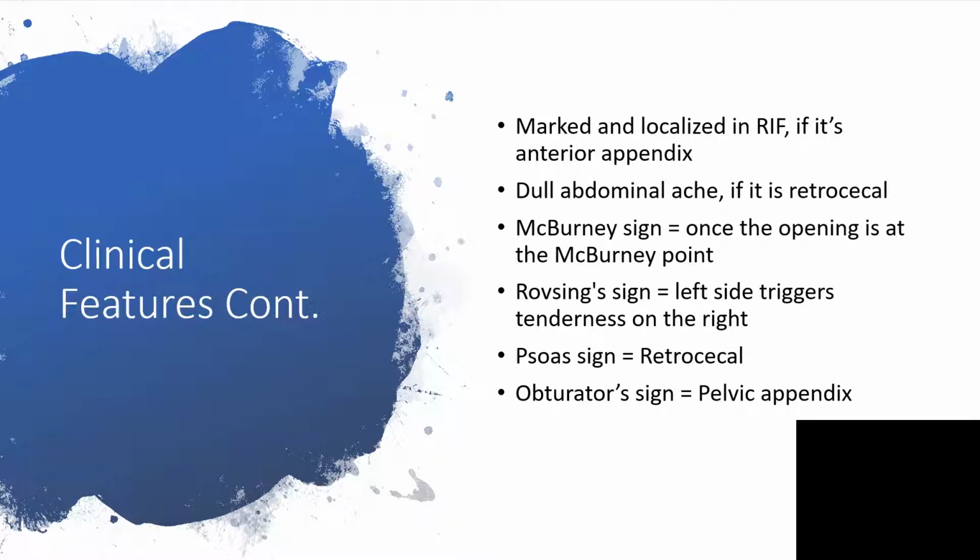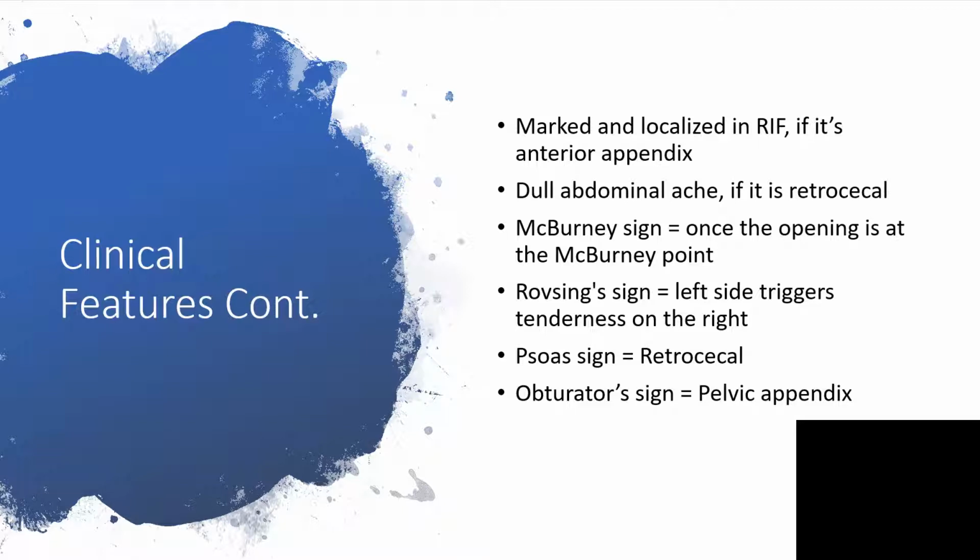Marked and localized pain in the right iliac fossa is giving a clue that the appendix is anterior. But when the appendix is retrocecal, the pain is mostly going to be dull and achy. At McBurney's point, there's possibility of McBurney's sign once the tenderness is at the McBurney point.